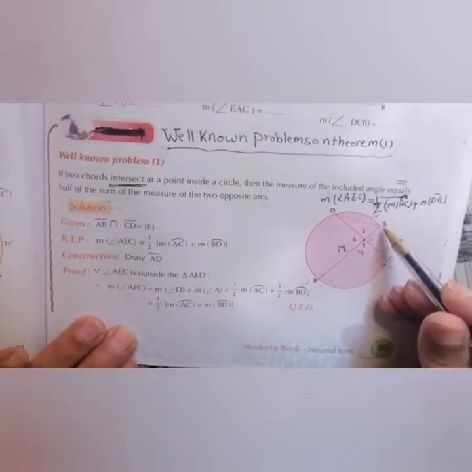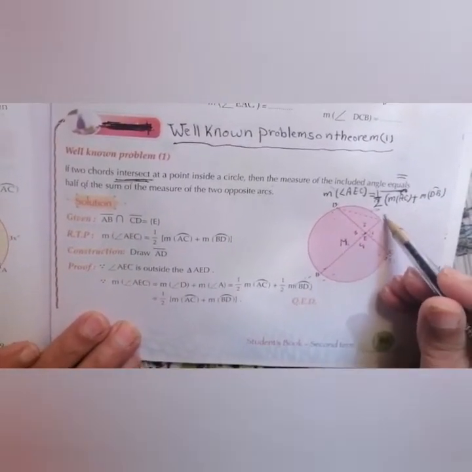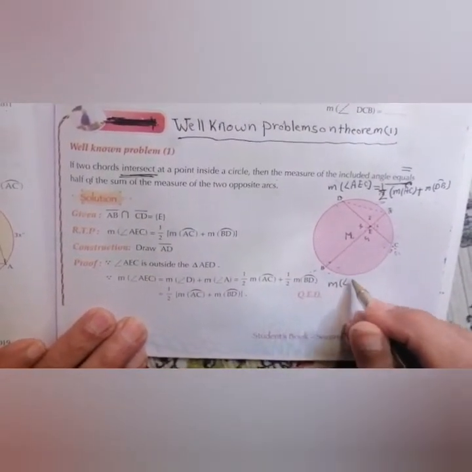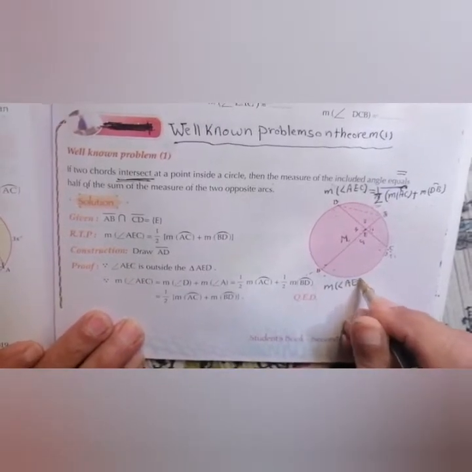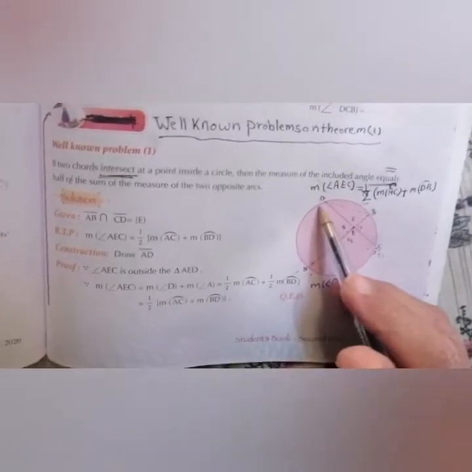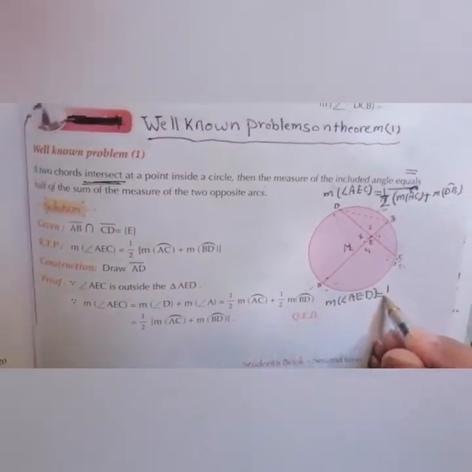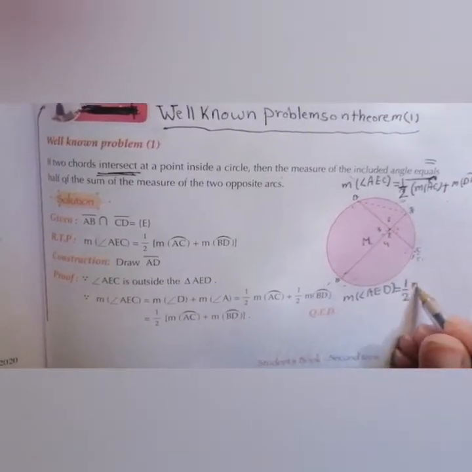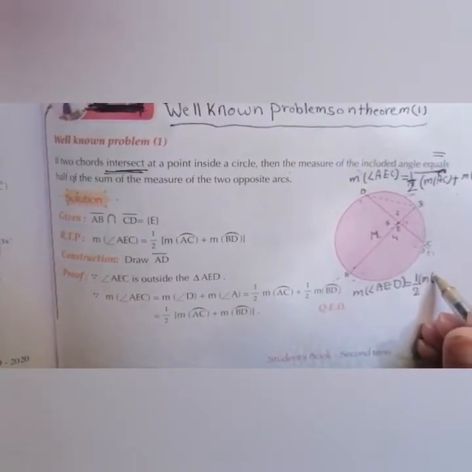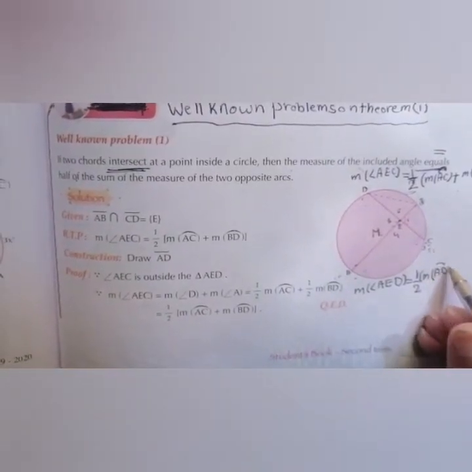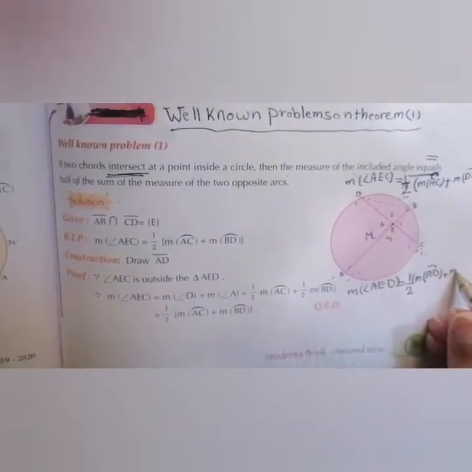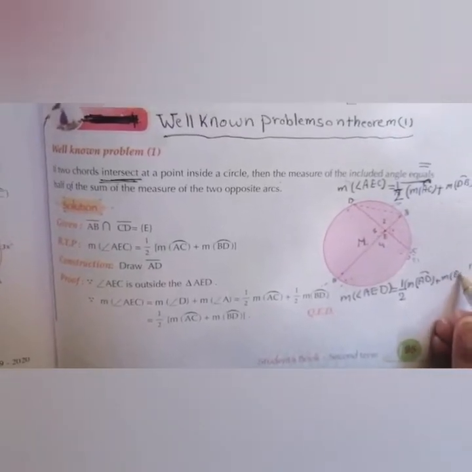If we want to find measure angle AED, measure angle AED. Minna, how to find measure angle AED? Equal half measure, open the bracket, measure arc AD plus measure arc BC.